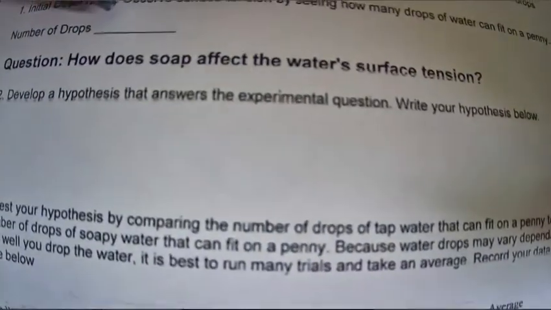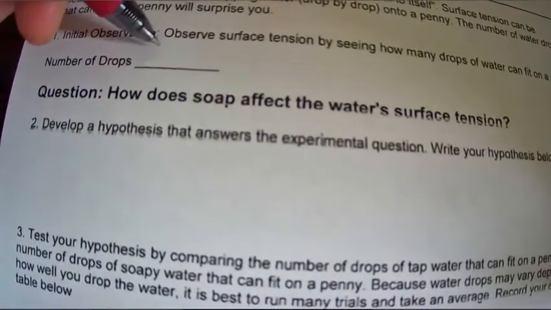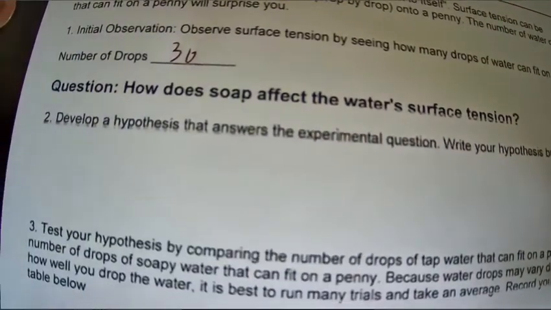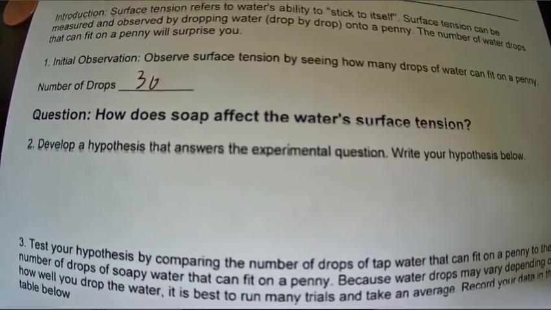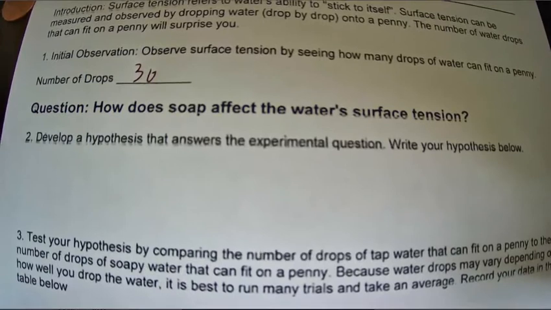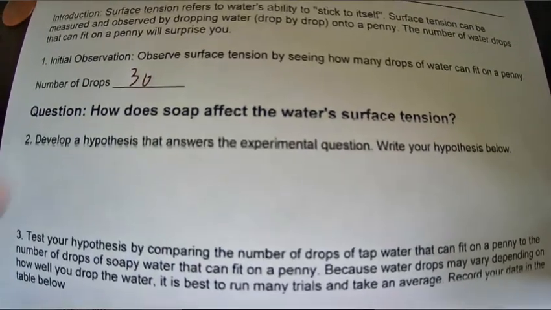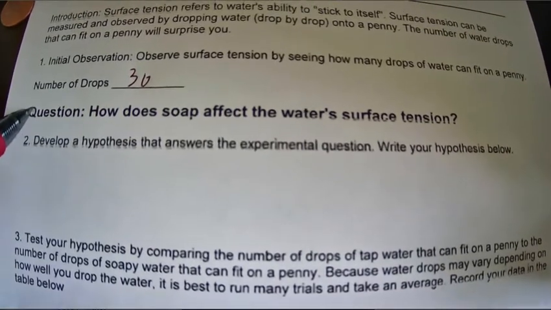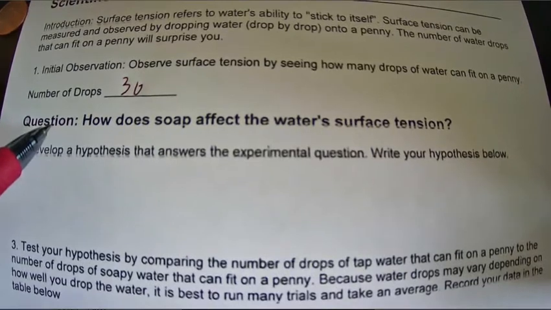Okay, so the total number of drops there was 30, because at 31 it spilled. Now, it's asking us to make a hypothesis. The hypothesis, remember, is an idea that you can test. Really, we're going to look at this question here, because the first part of the scientific method is coming up with a question. We want to know, how does soap affect the water's surface tension?